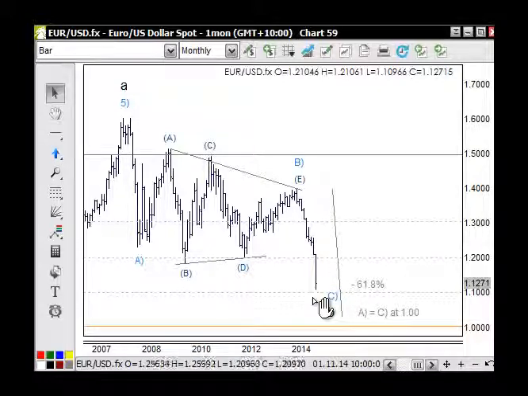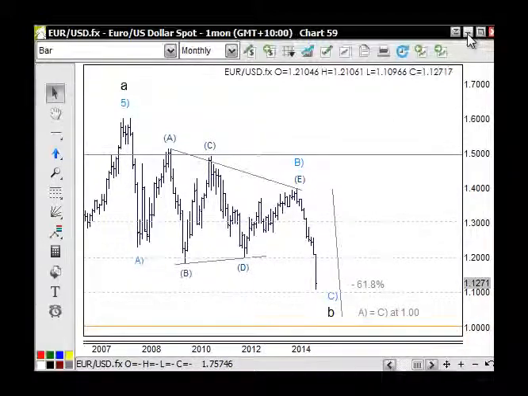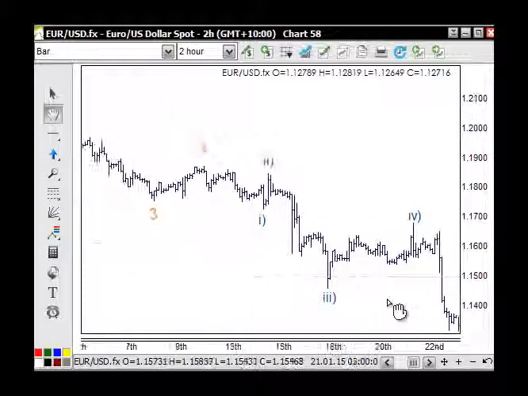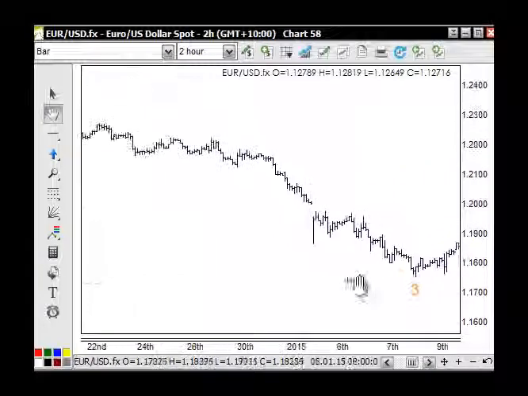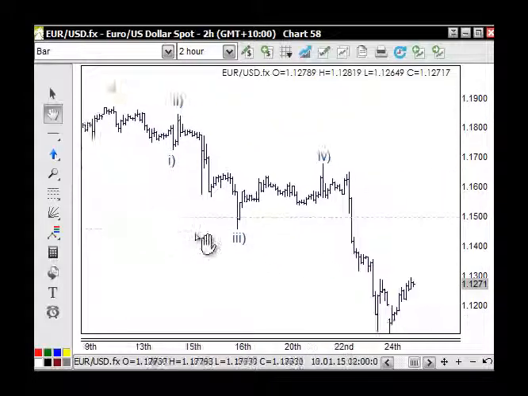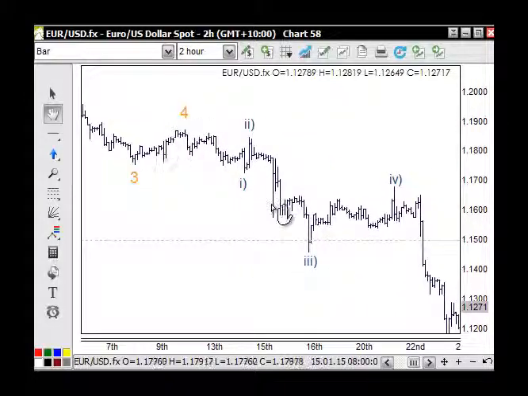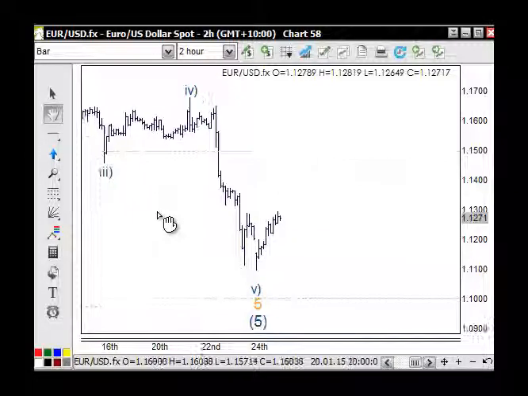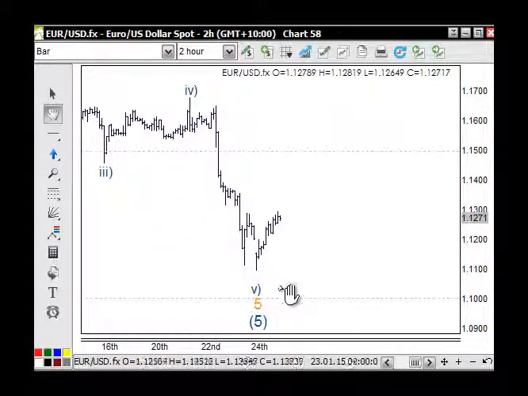So with those 5 waves in mind, we're looking at wave 4, wave 3, wave 4, and down for wave 5 here of 5. So we are looking for a low.